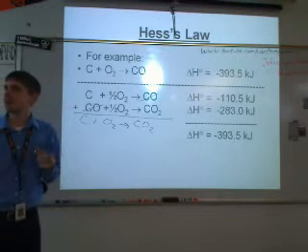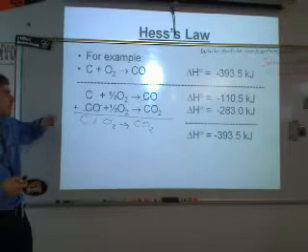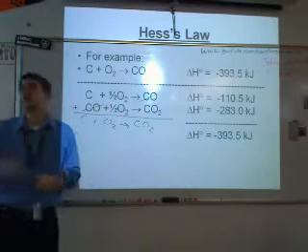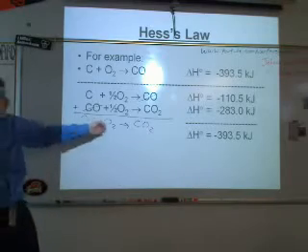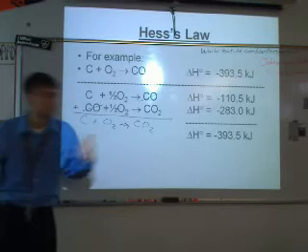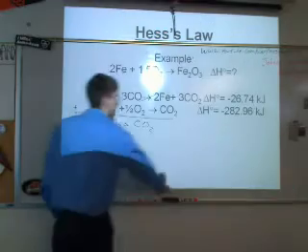Do you remember spectator ions? You remember net ionic equations? It's kind of the same thing. There's carbon monoxide sitting on this side, carbon monoxide sitting on that side, so you can get rid of them. So, same exact equation, same exact answer. Are we going to have to be able to break it down like that? Yes.